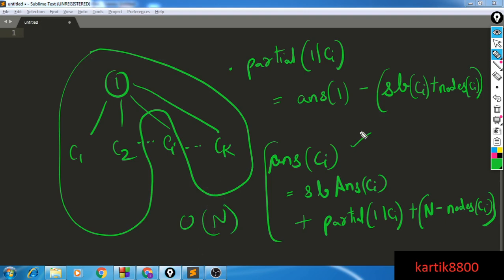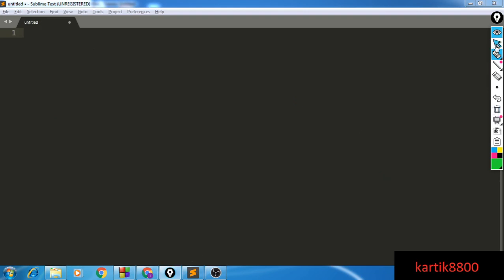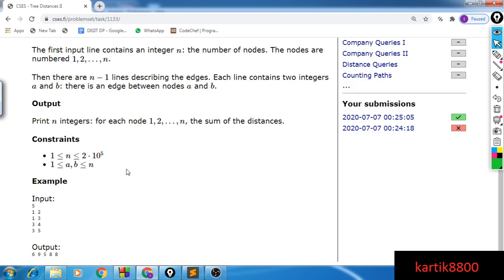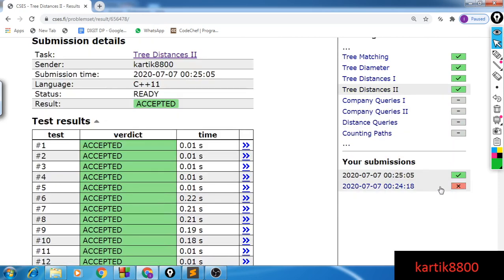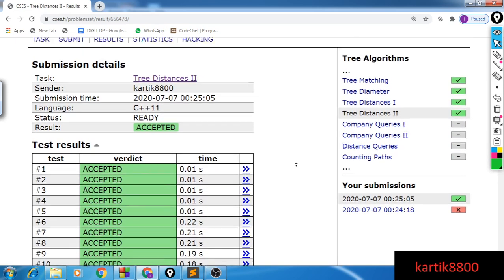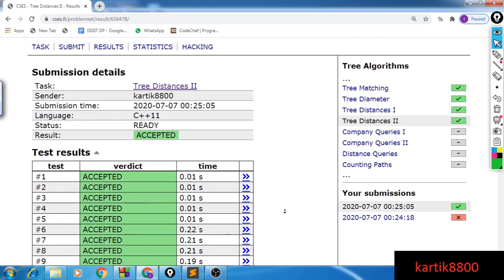Now I'll be showing you my code, and I'll also be adding the code in the description. Yeah, this particular wrong answer was there because I took integers instead of longs, but the sum of the distances will easily reach long limits. Okay.